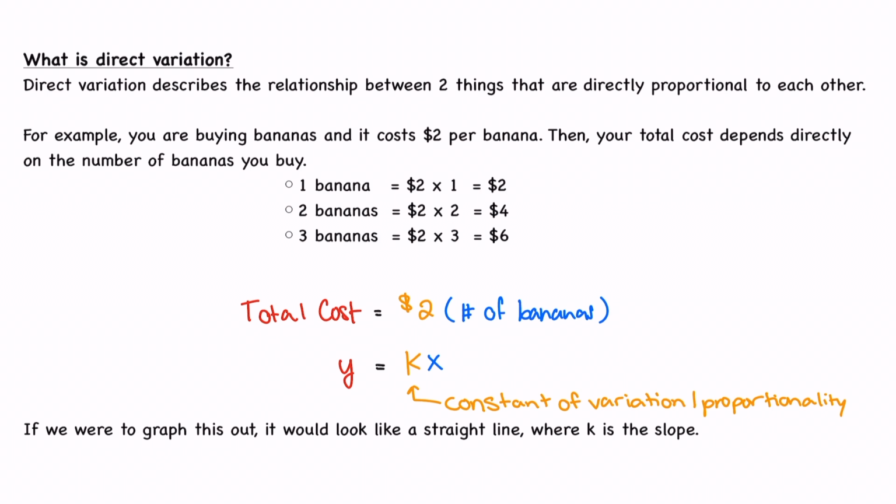We can model our total cost with the formula total cost equals $2 times the number of bananas that you buy. Our formula for total cost follows this general structure, y equals kx, where y is our dependent variable, k is our constant of variation or constant of proportionality, and x is our independent variable. This is the general formula for something that follows direct variation.